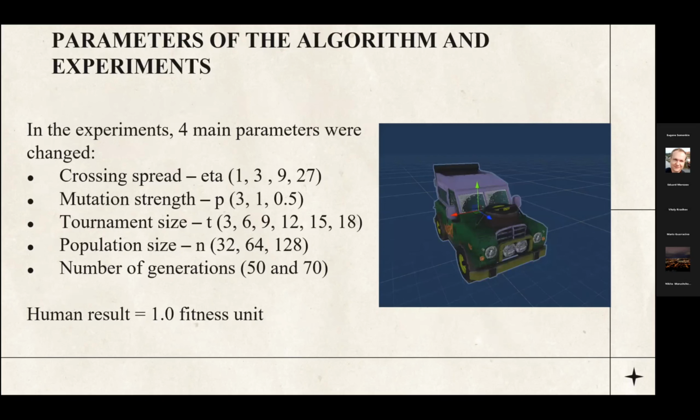Five main parameters were varied during the experiments. The crossover spread parameter, denoted as eta, the tournament size, denoted as T, and the population size, denoted as N. The performance achieved by a human is defined as one unit of the fitness function. The experiments produced fitness results under different parameters.